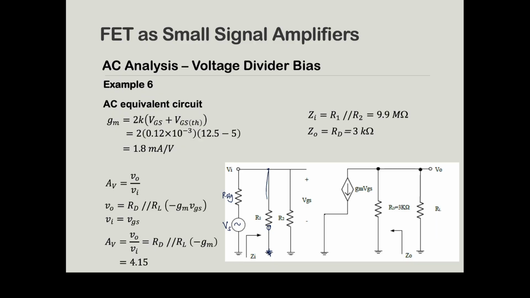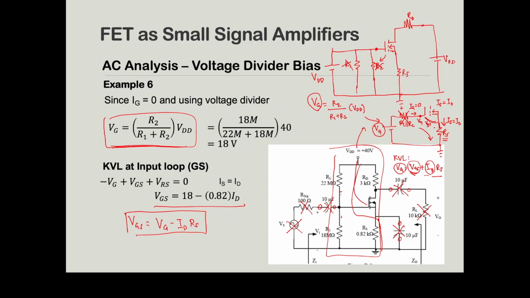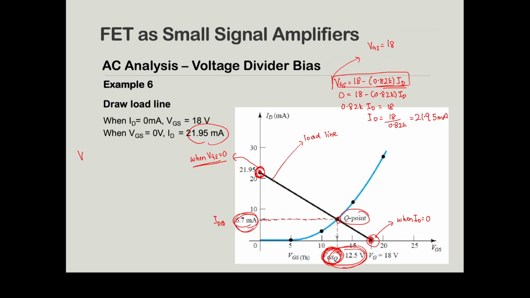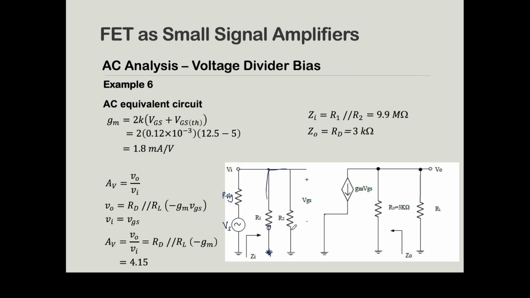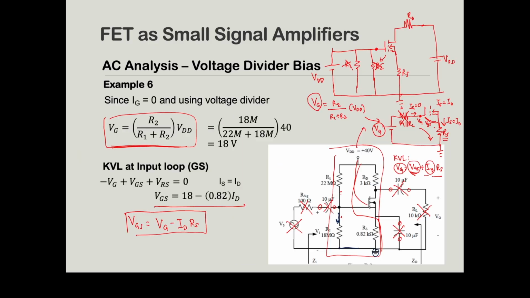Next, another path is at the R2. It goes to another end of the R2, which will go to the ground. So you can see here, R2 also will go to the ground. Next, what will happen? It will go to the gate terminal. So this is your gate terminal.